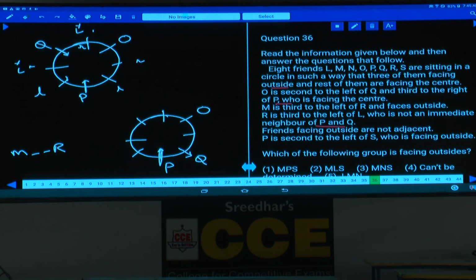And friends facing outside are not adjacent to each other. As friends facing outside are not adjacent to each other, and P is seated second to the left of S. Now another information. What is the other information here?